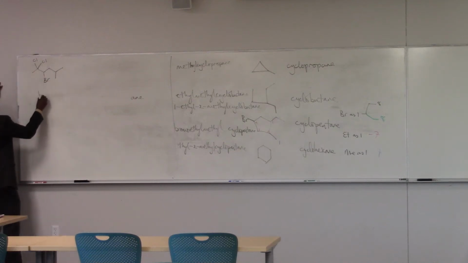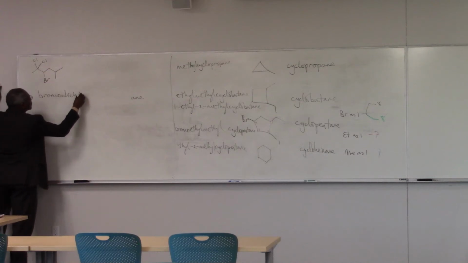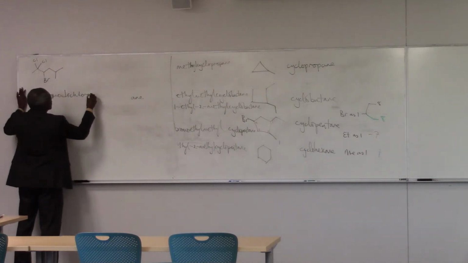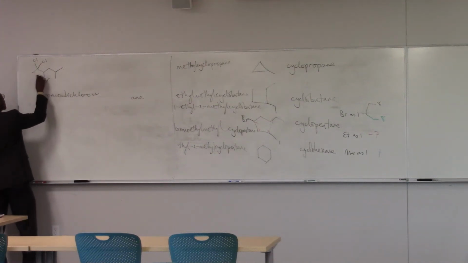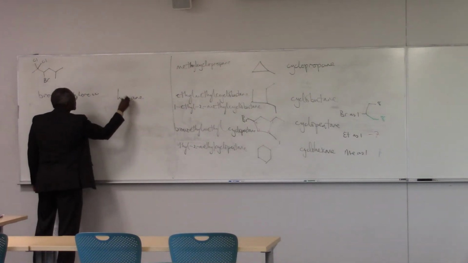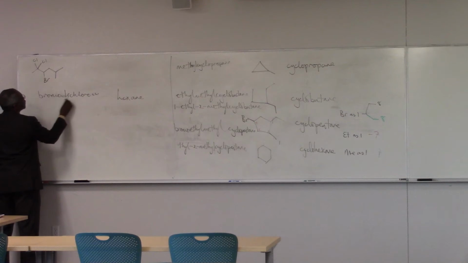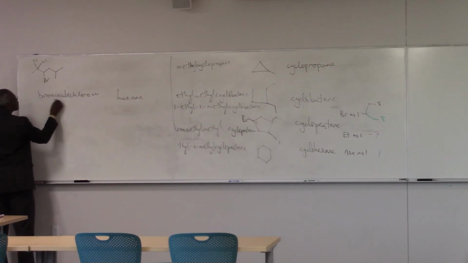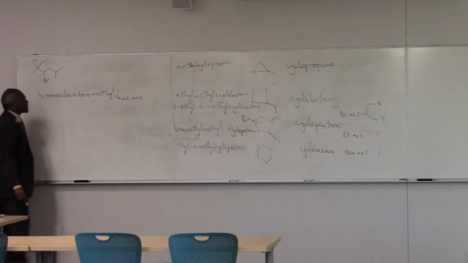So this is a bromo dichloro methyl. Oh shoot, I'm sorry. My chain has 1, 2, 3, 4, 5, 6 carbons. So this is hex. And now my substituents are bromine, 2 chlorines, and a methyl. So it's bromodichloromethyl hexane.